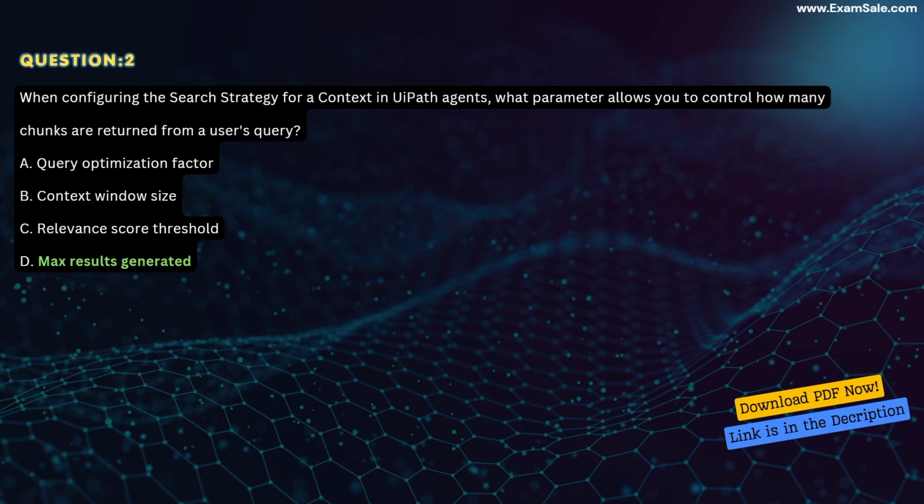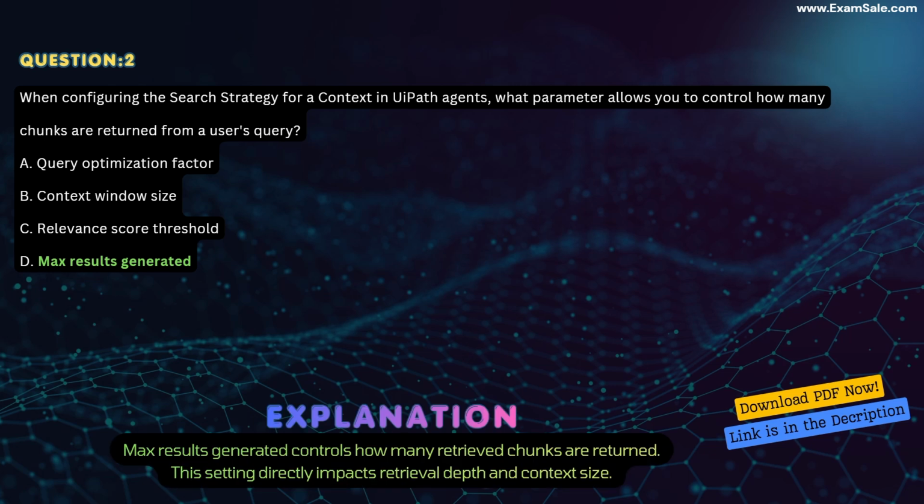Correct answer: D. Max results generated. Explanation: max results generated controls how many retrieved chunks are returned. This setting directly impacts retrieval depth and context size.